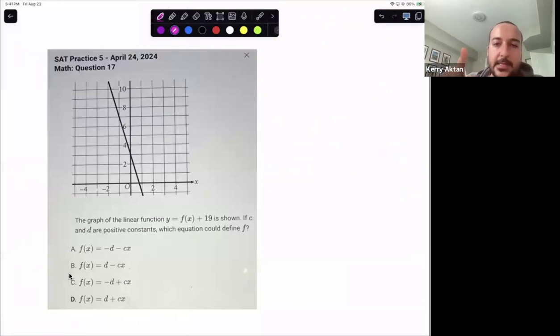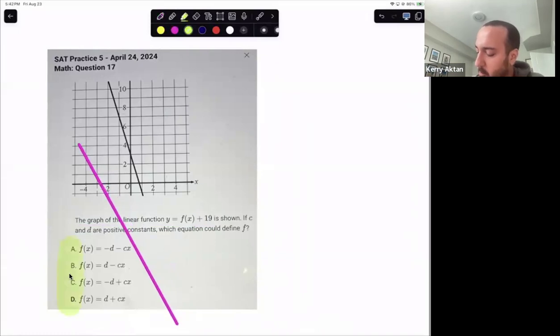I want everyone to listen to this because some of you are going to get this wrong tomorrow. Everyone gets this wrong. Sometimes they want you to shift something, and sometimes they want you to shift it back. Check this out. The graph of the linear function shifted up 19 is already shown. I'm going to say that again. The graph already shifted up 19 is already shown. What do you think you need to do to get it back to the original? You need to shift it back down 19.